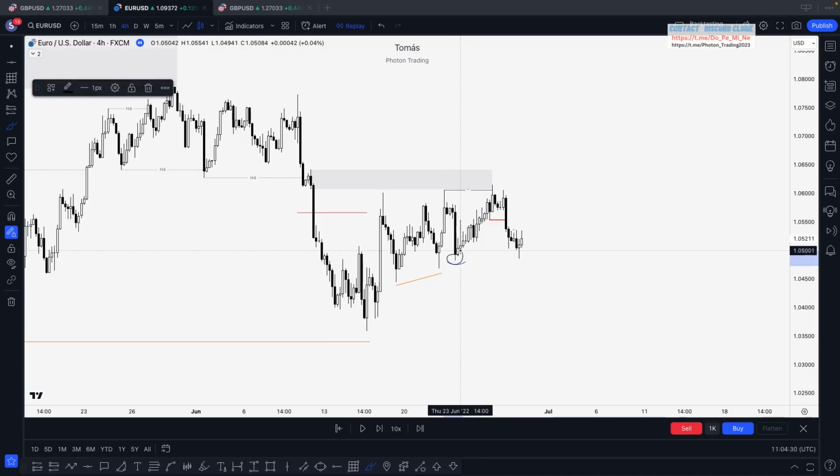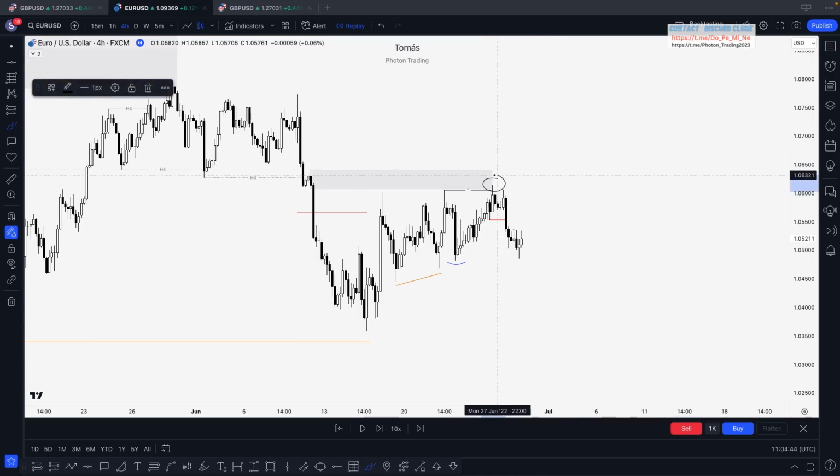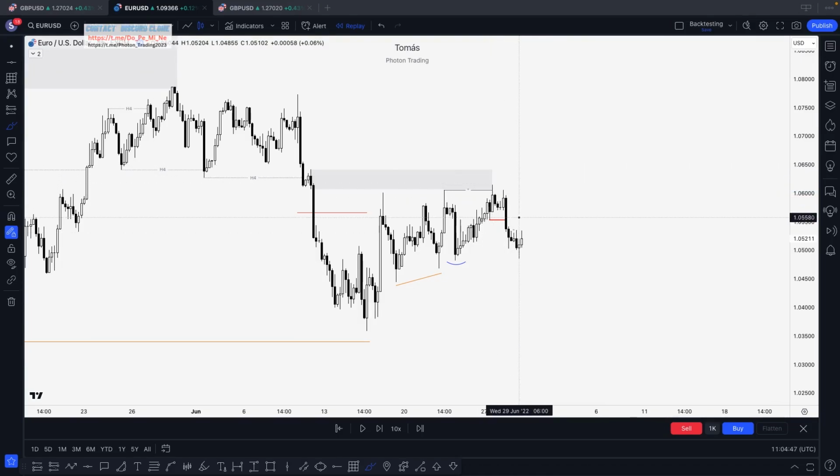This is a weak low. I'm not looking for longs, never. Or at least 90% of the time, or 95% of the time, I won't take it. The only possibility is if suddenly this high would be weak as well, but it's a little bit more complex.